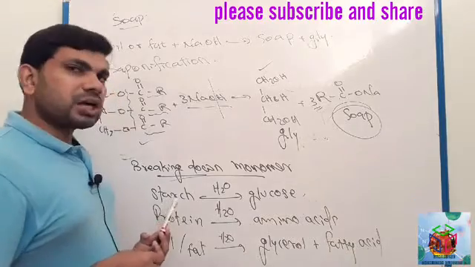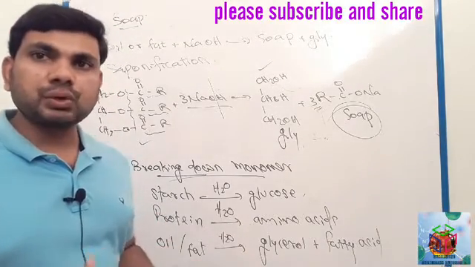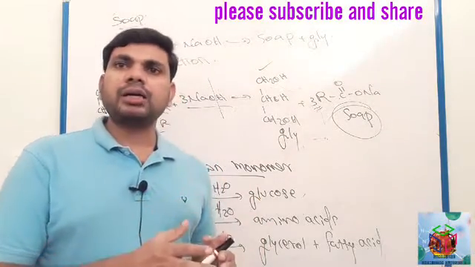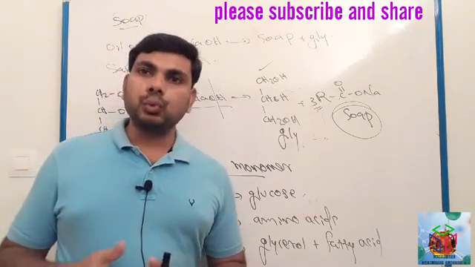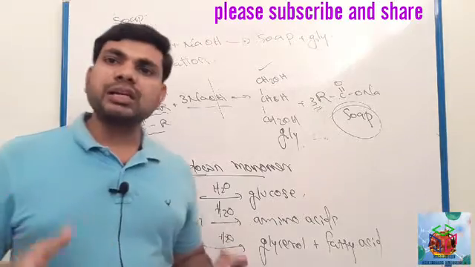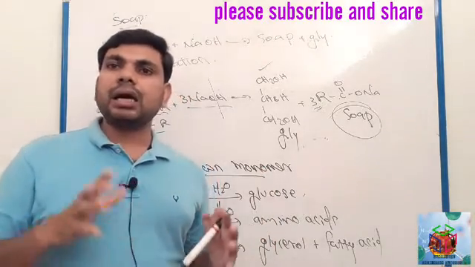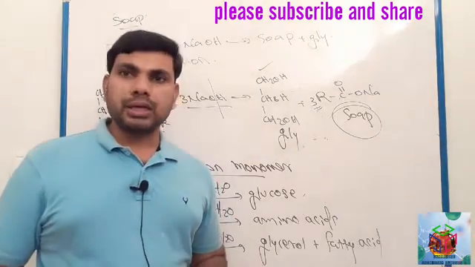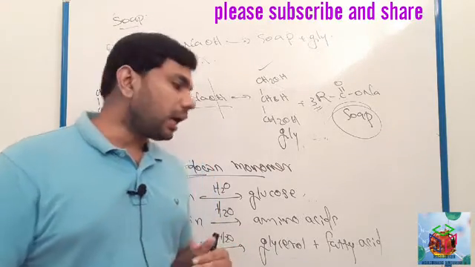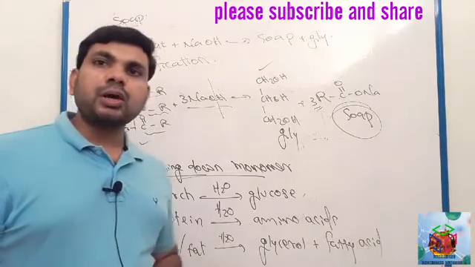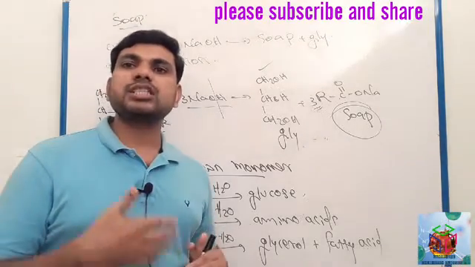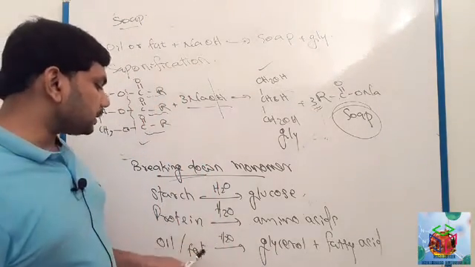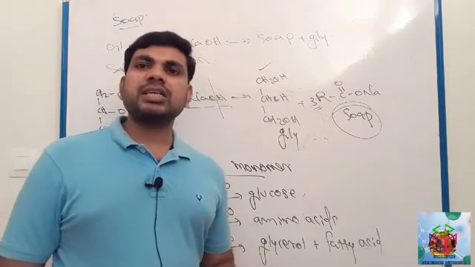See here, starch. Starch after hydrolysis will change to glucose. We know starch is produced from glucose; many glucose units join to form starch. Starch after hydrolysis goes back to glucose. Similarly, protein. We know proteins are made of amino acids. Many different amino acids join to form protein. Protein after hydrolysis goes back to amino acids. Similarly, oil or fat after hydrolysis changes to its monomers, glycerol and fatty acid. So remember this: starch to glucose, protein to amino acid, oil or fat to fatty acid and glycerol.